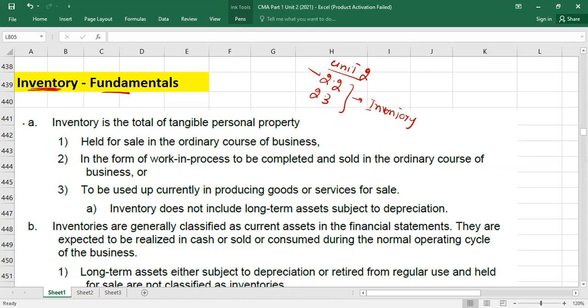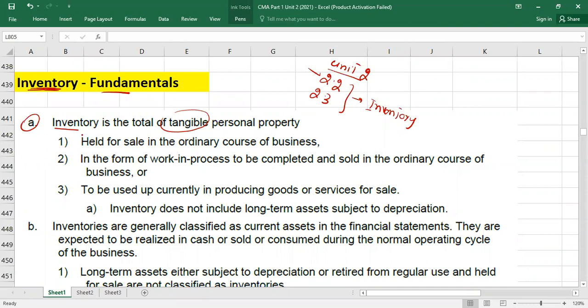So here we go, starting with the definition of inventory. What is inventory? Inventory actually is the total of tangible personal property. So the keyword here is what? Tangible personal property. Tangible means it has physical existence, right? Personal property, sometimes obviously it is your own property and sometimes it is obviously movable also.